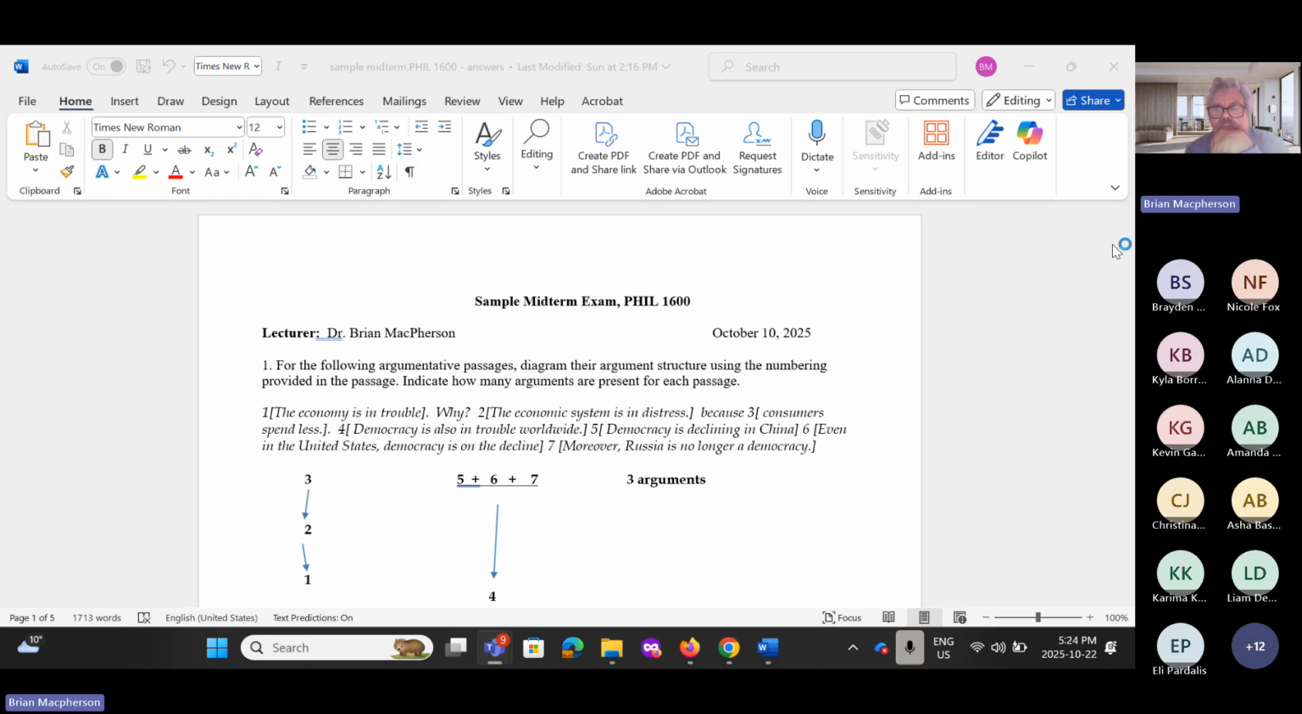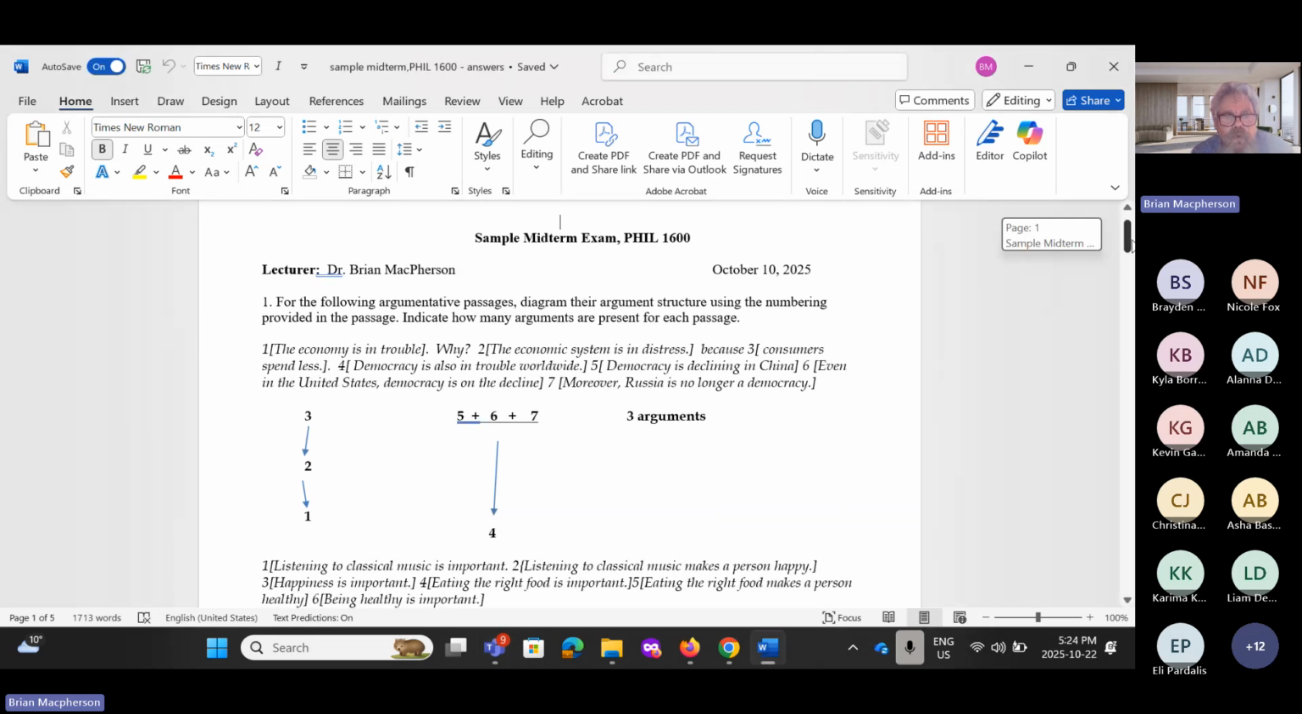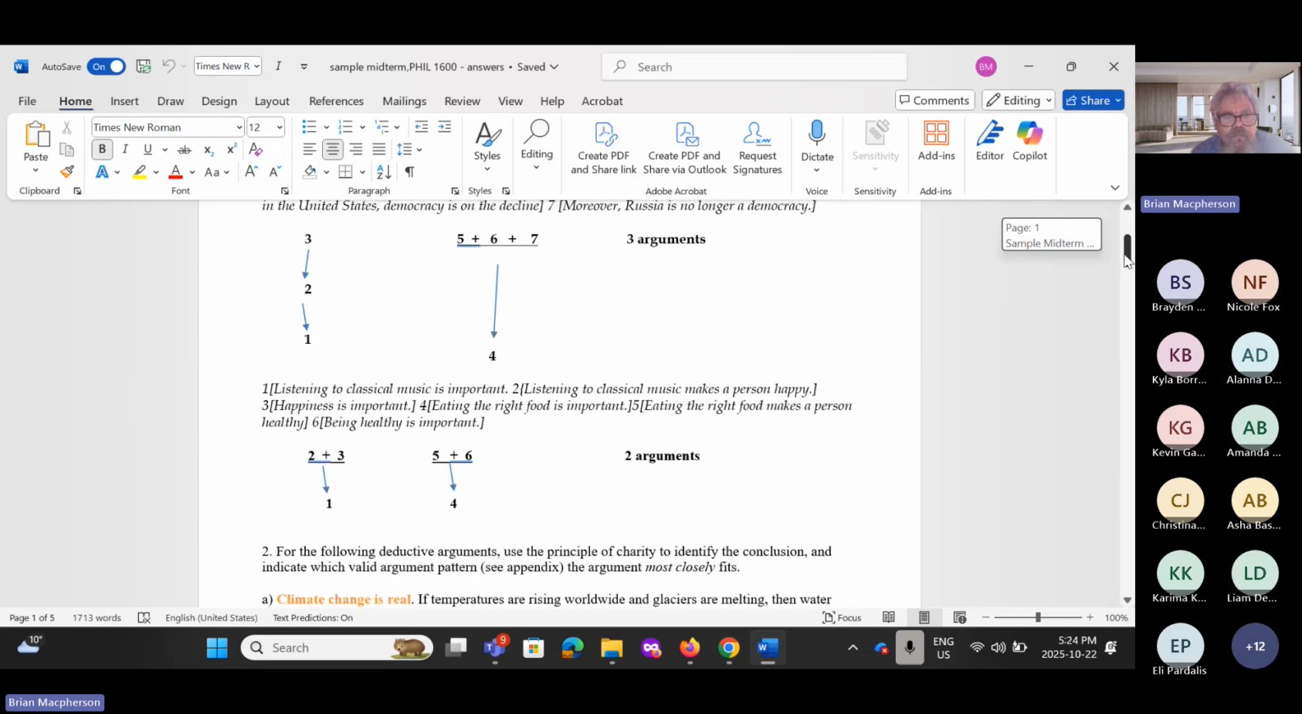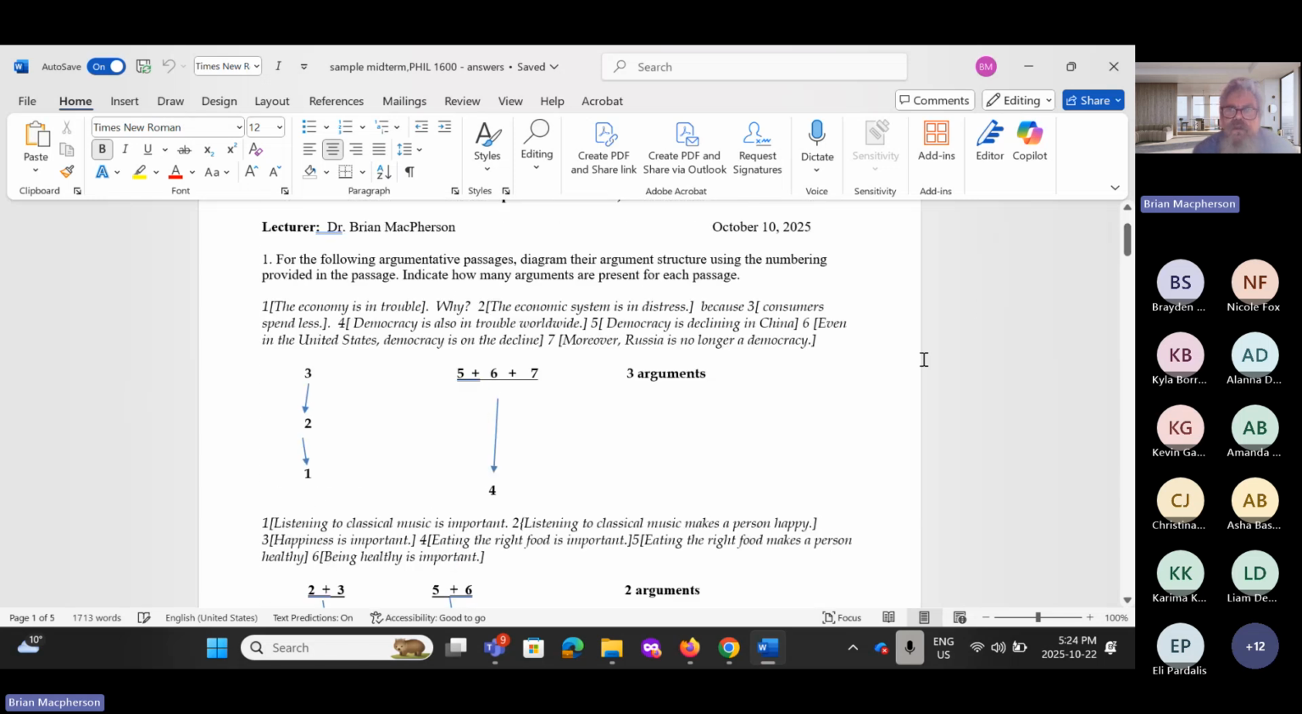Okay, so this is a sample midterm, and this basically is what your actual midterm will look like. It'll have the same number of questions, same level of difficulty. That's why I wanted to give you a sample midterm. It gives you a good idea of what to expect on the actual test. So let's see what we have here. For the first question, I'll give you two little mini arguments, and then you do what are called the Scriven diagrams. So let's look at number one.